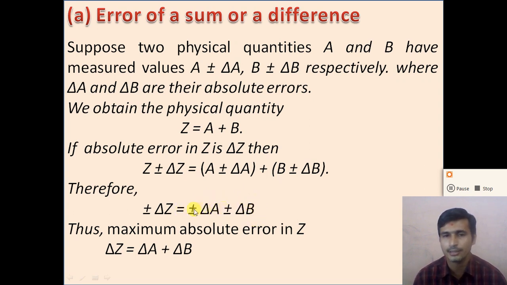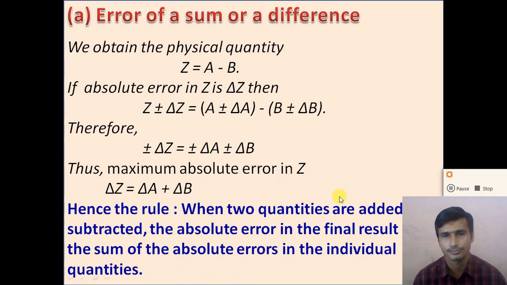So if we take both the errors plus, the average absolute error is a maximum, right? So the maximum average absolute error in Z is equal to delta Z is equal to delta A plus delta B, right? So while two physical quantities are added, the maximum absolute error in the resultant physical quantity is the sum of the individual absolute errors, right? Now what about in the difference, right?